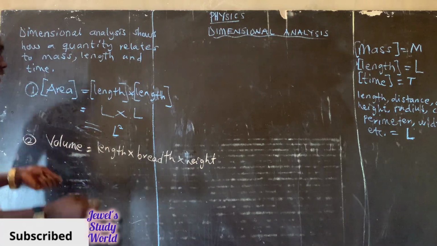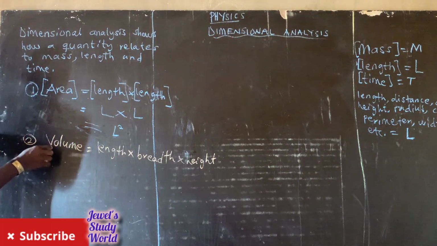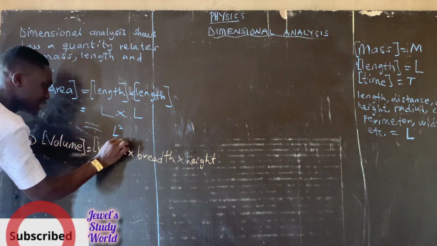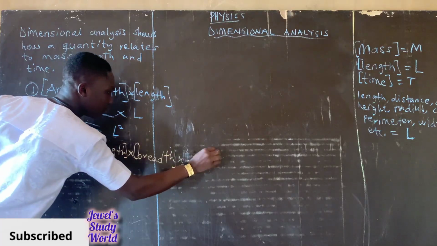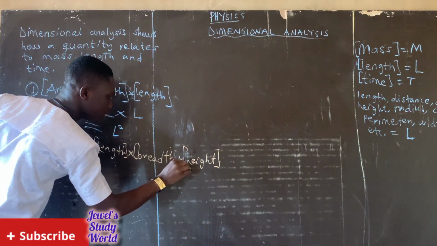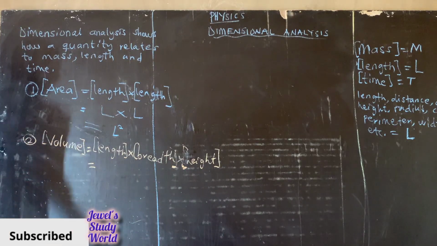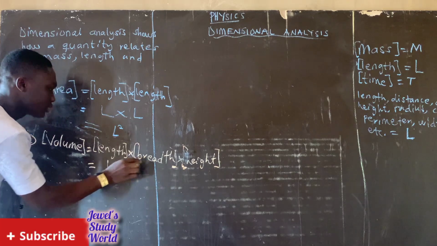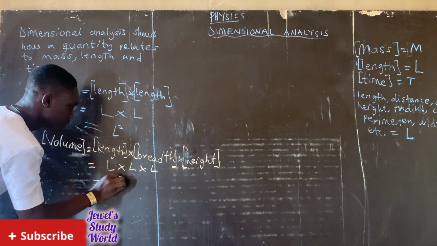This one too, you can take any volume of your choice. Here I chose the volume of a cube. So I have the dimension of volume equal to the dimension of length times the dimension of breadth times the dimension of height. The dimension of length is capital L, breadth too we have L, height too we have L, giving us L cubed.